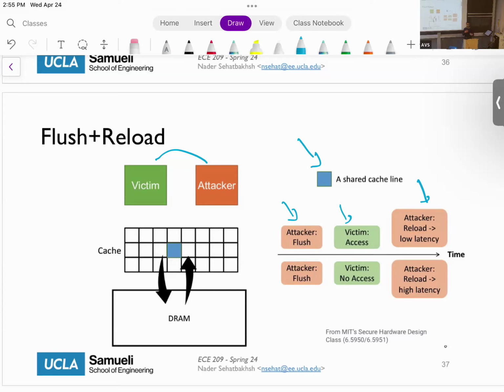And again, same story as Prime and Probe. If the data was 1, we access it. If the data was 0, we didn't access it. So again, by just measuring the hit or miss of this shared line, I know whether or not the adversary accessed it, and whether or not the value that caused this access was 0 or 1.